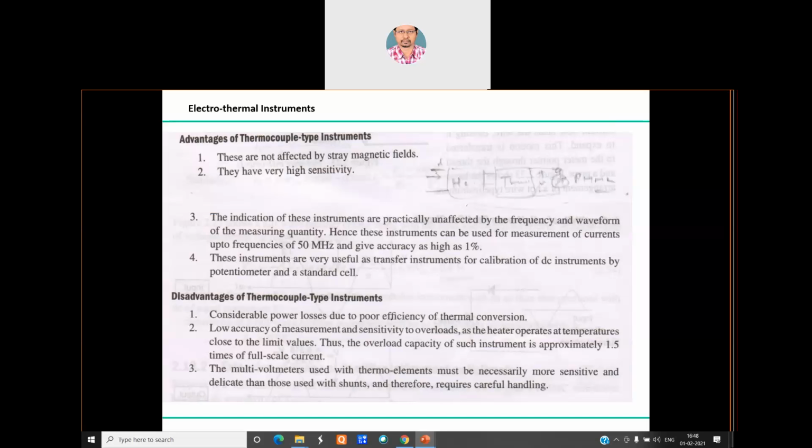What can be a disadvantage? Power losses due to the poor efficiency of the thermal conversion, low accuracy of measurement, and sensitivity to overload. Clear? For example, the overload capacity of such an instrument is approximately 1.5 times the full scale current. Very poor performance. Clear? The multimeter, in other words, is more sensitive and delicate than those applied with a shunt, and therefore it requires very careful handling.